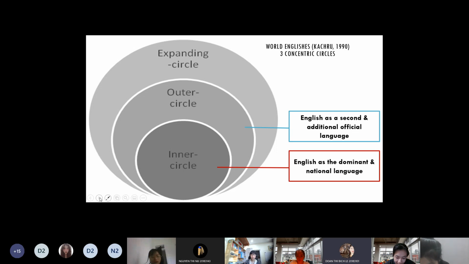Because for Vietnamese people it's difficult to learn English, and we have more than 20 Vietnamese languages, ethnic minority languages, there are many ethnic languages.